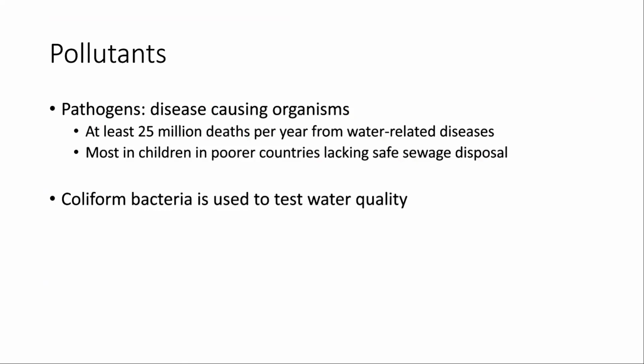And when we're thinking about pollutants, one type of pollutant is going to be pathogens. So anything, or an organism, that causes a disease. And these are responsible for 25 million deaths per year, mostly in children in poor countries that don't have safe ways to dispose of sewage. So they wind up getting the sewage mixed in with the water. And that's how they get the pathogen introduced into their system.